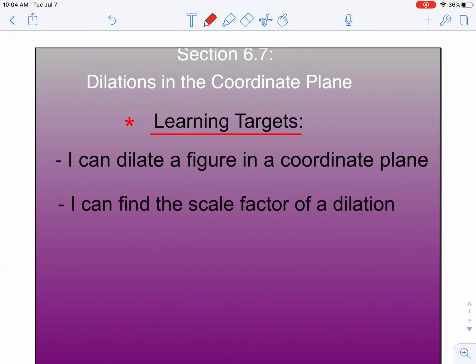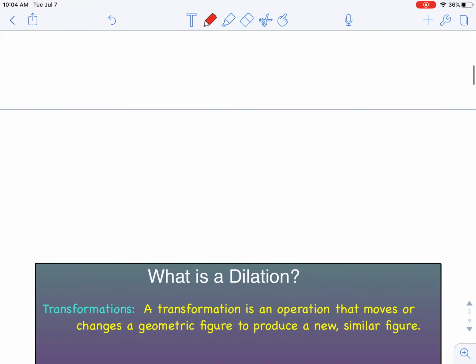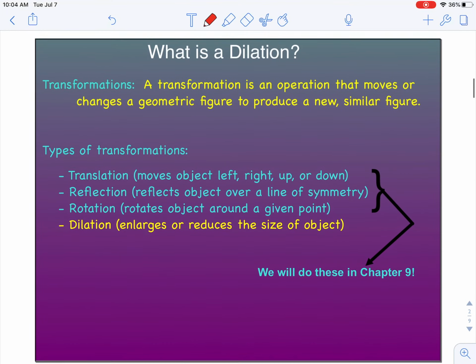Section 6.7, dilations in the coordinate plane. We're going to dilate figures in a coordinate plane and we're going to find the scale factor of a dilation. So let's talk about what is a dilation.